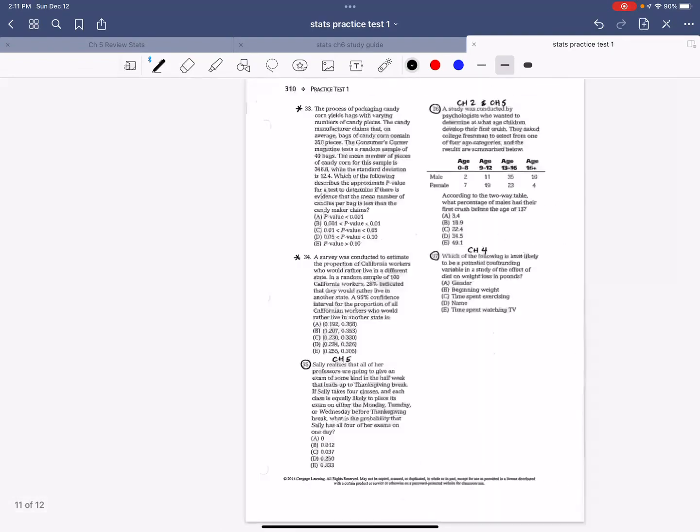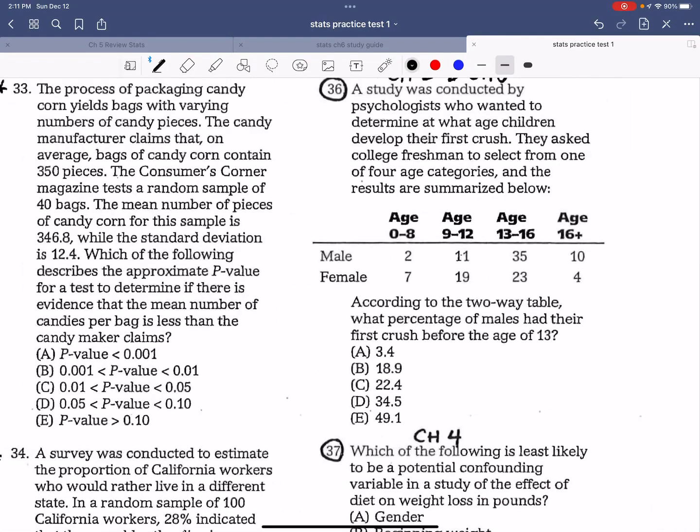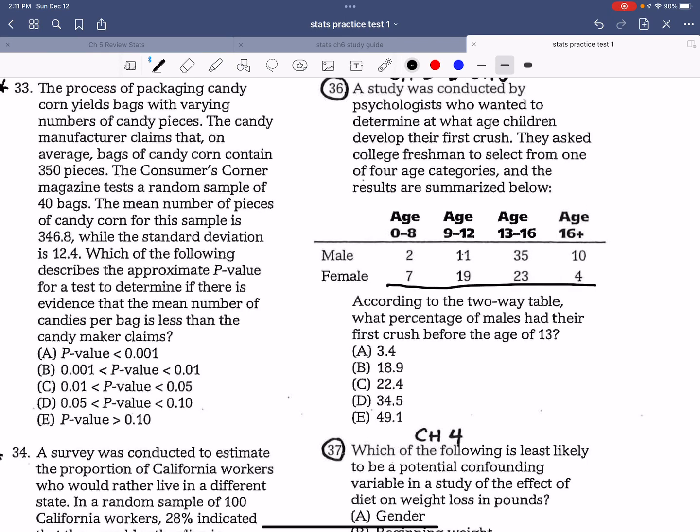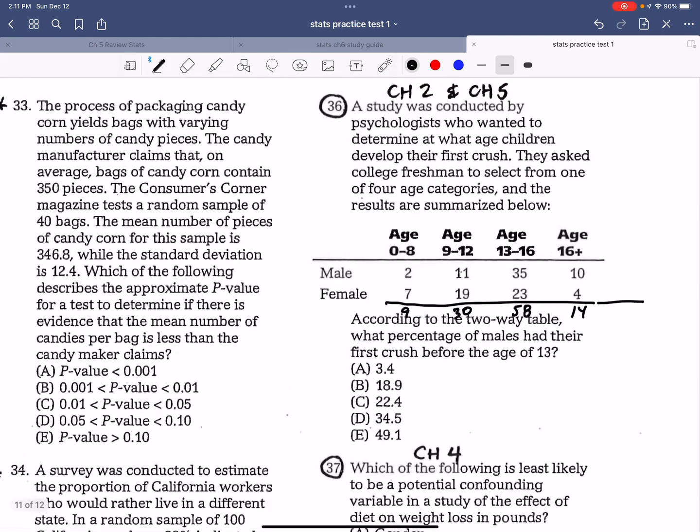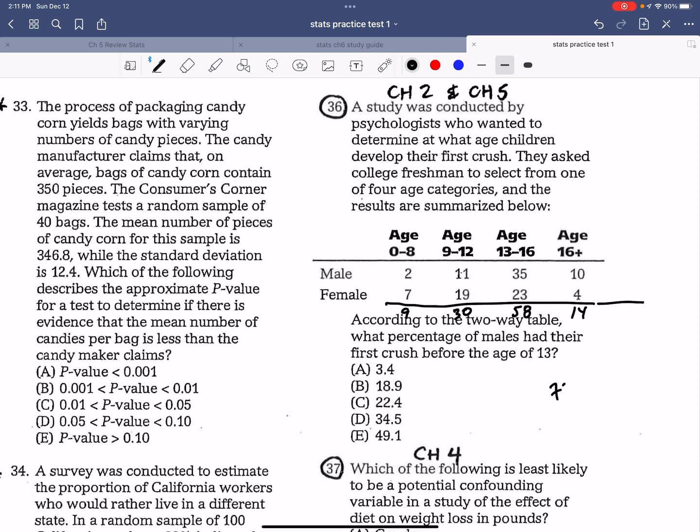Okay, so if we look at number 36, depending on the class, we did this one together, and that'd be 30, right? 8, 58, 14. So if we total those up, all right.